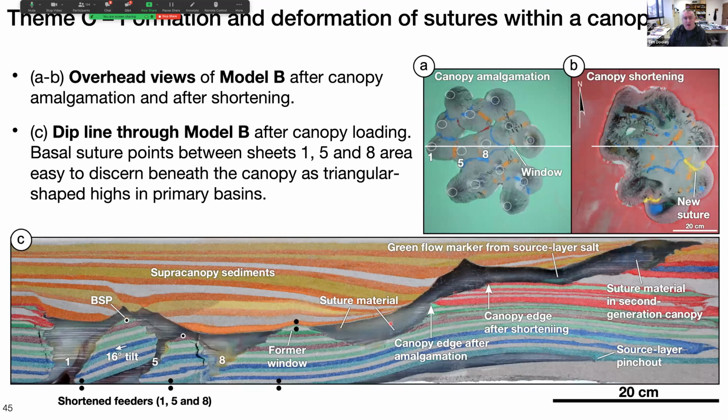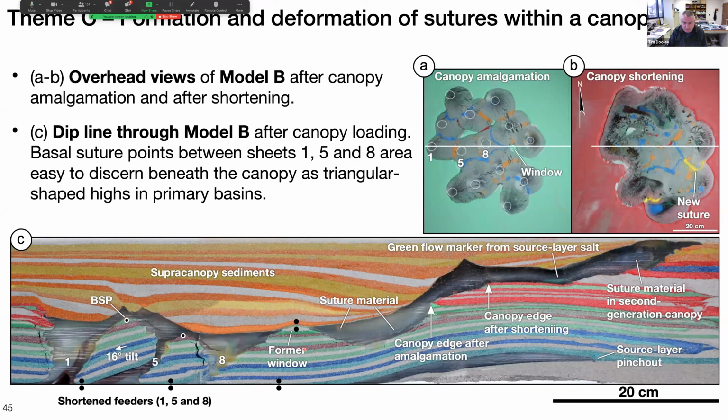And so, as I said, what happens to all these sutures here? Here we have the overhead model of model B after canopy formed, and then at the end of shortening here. So in here we can still see these sutures. Yes, they have been torn up, and that we can see. But then what happens at the end when I prograde out?